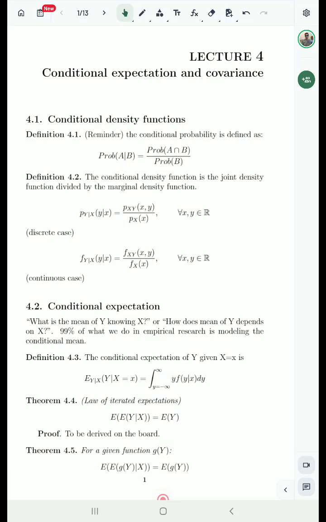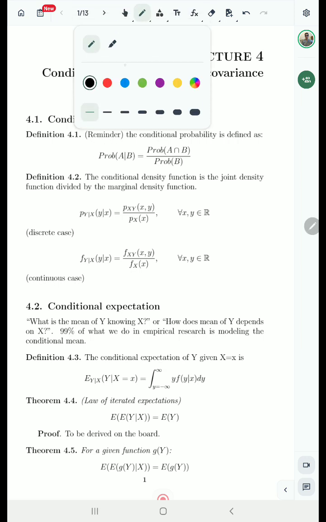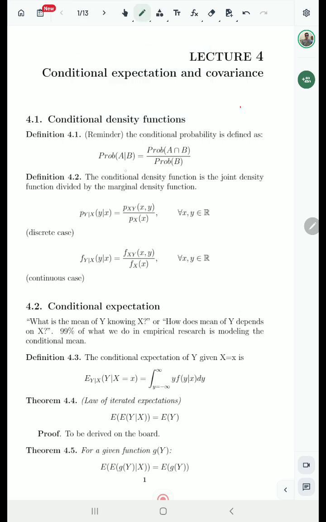1. We define the probability of event A given event B: once event B has already happened, it is basically the joint probability divided by the marginal probability of event B.